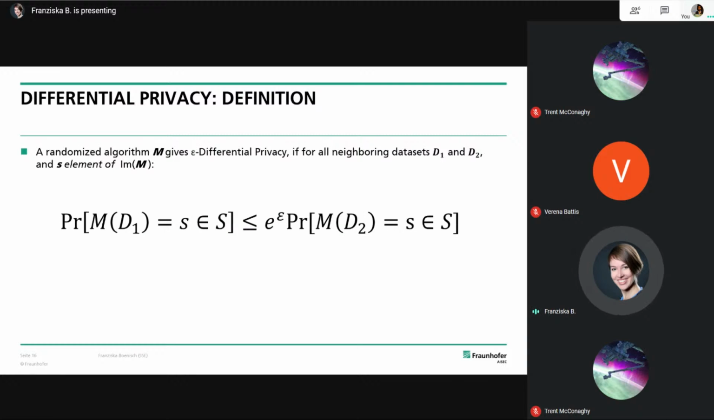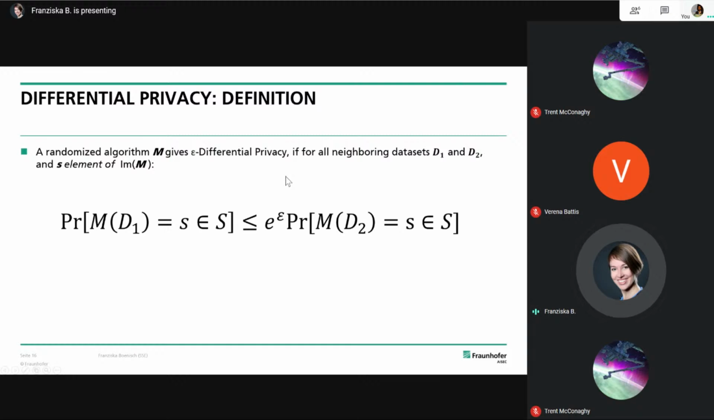I think that now we are ready to look into the formula. The formula states that if we have a randomized algorithm M, in our case, this would be the noisy average function, this algorithm gives us epsilon differential privacy if for all neighboring datasets D1 and D2, where D1 is the dataset with the green people only, and D2 is the dataset with the green people and the orange person together, and for every element S that lies in the image of M, so it's one of the results that M can produce, the probability that when we execute M over the dataset D1, producing S, should be less than or equal to e to the power of epsilon times the probability of having the same element S when we execute the algorithm on the dataset D2.